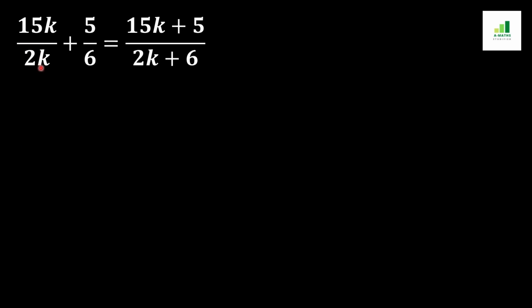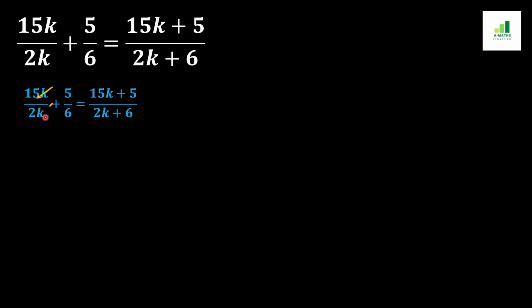Today in this video we are going to solve a question, and the question is 15k over 2k plus 5 over 6 is equal to 15k plus 5 over 2k plus 6. We will solve this equation for k, and in order to solve this question, first we should simplify the left side of the equation, and we should cancel out both of these k which exist in the numerator and denominator.